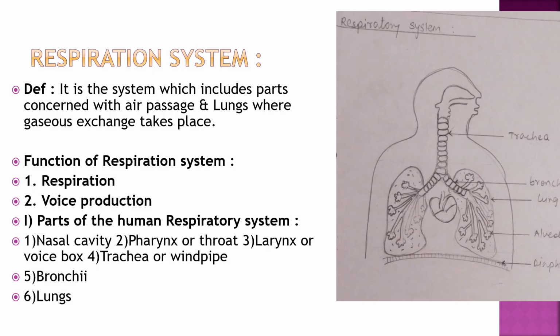So these are the parts of the respiratory system. In this diagram you can see it continues with the nose, then pharynx, that is nasopharynx, then larynx, then trachea, it is a windpipe, and then bronchus. There are two, right bronchus and left bronchus, and then bronchioles, and then it consists of the lungs.